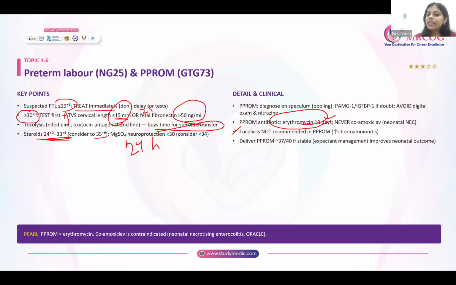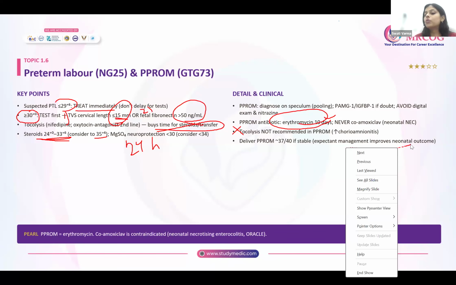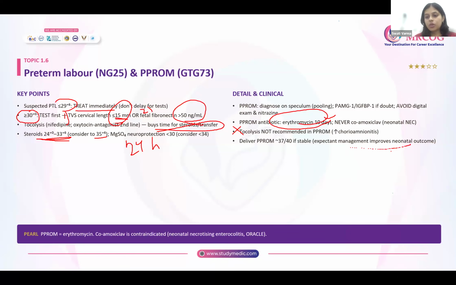Tocolysis, try not to give in PPROM. It's not recommended in PPROM because it increases the risk of chorioamnionitis. Try to prolong the gestation up till 37 weeks if she is stable, because expectant management has been found to improve the neonatal outcomes. So try to do expectant management and take her up to 37 weeks.